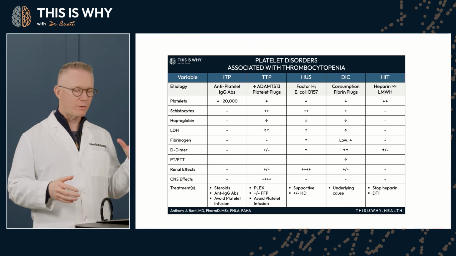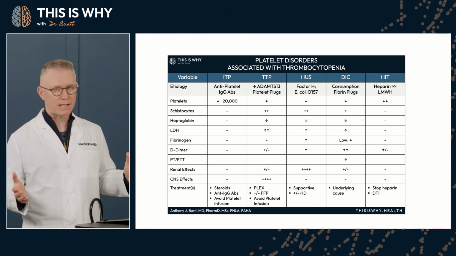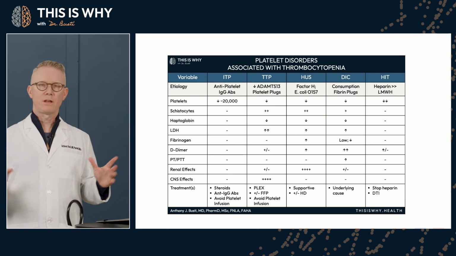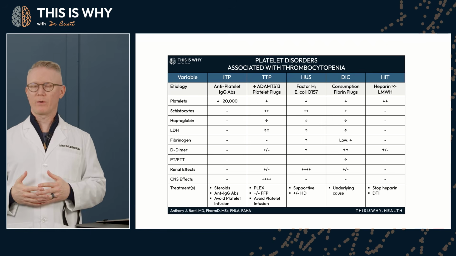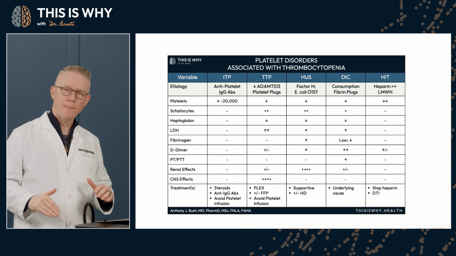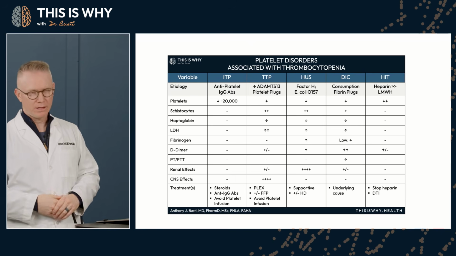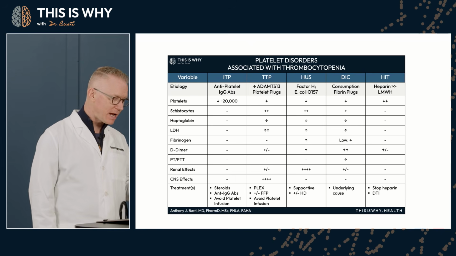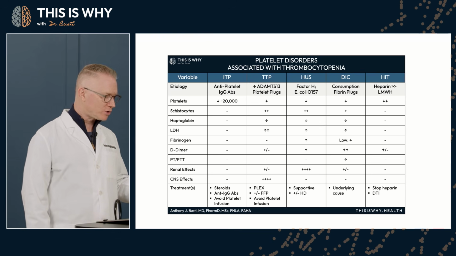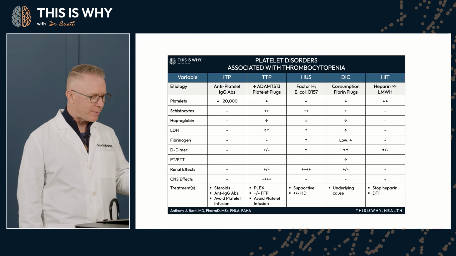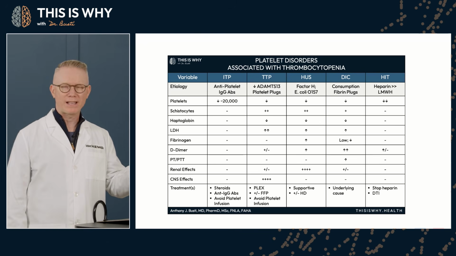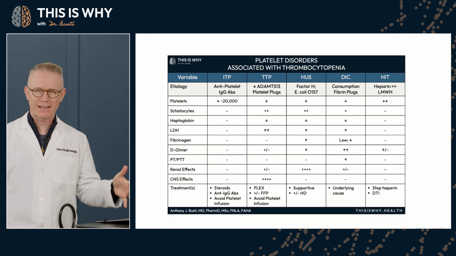I'm not going to walk through each individual disease state here. Those are for separate discussions. But I wanted you to see where this stuff is going. So right at the beginning I talked about reasons why the platelets drop: thrombocytopenia. And there's a number of them. This table that I'm providing you here is available at thisiswhy.health. It tries to break down each type, ITP versus TTP versus HUS, DIC, and then, of course, HIT.